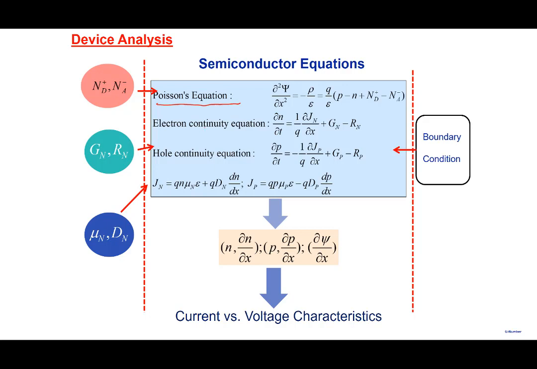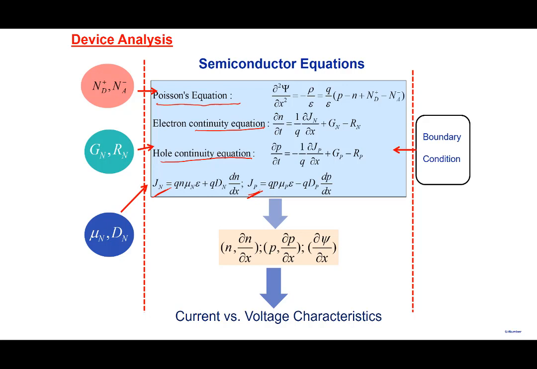And then there are these continuity equations, hole continuity and electron continuity equations, which are nothing but conservation equations. You're just counting how many electrons are there in a particular region. What can cause an increase in the number of electrons, what can cause a decrease in the number of electrons. So those are basically particle conservation equations. And then, of course, we've already seen there's an expression for electron current, there's an expression for hole current.